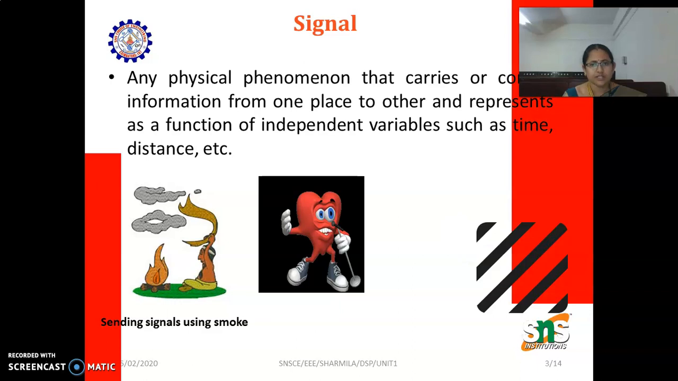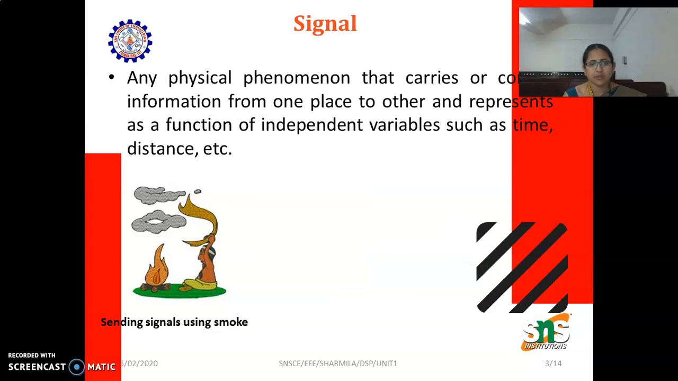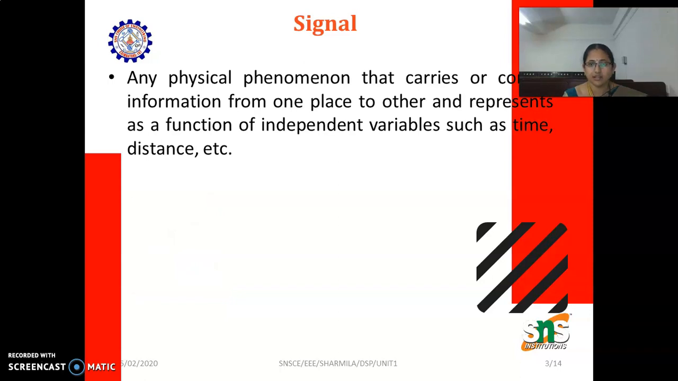Before that, we could see what is signal processing, what is digital signal processing, and what is a signal. So a signal is nothing but it conveys some message from one person to another person or from one place to another place, or it carries information from one place to another place. It is defined as any physical phenomenon that carries or conveys information from one place to another place, and it is represented as a function of some independent variables such as time, distance, etc.